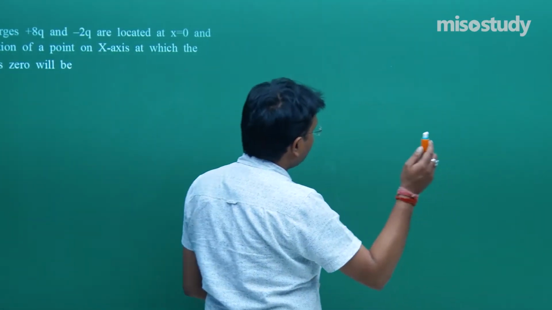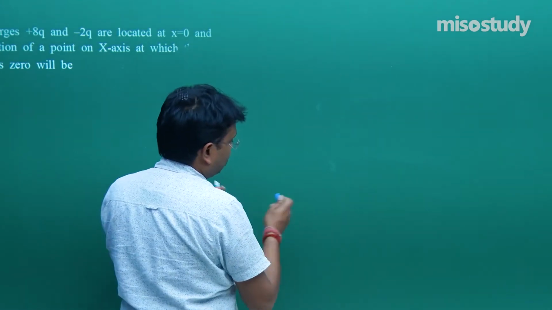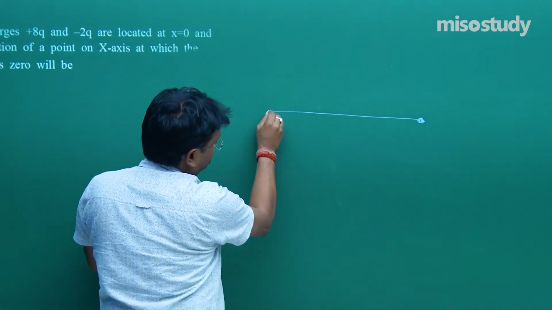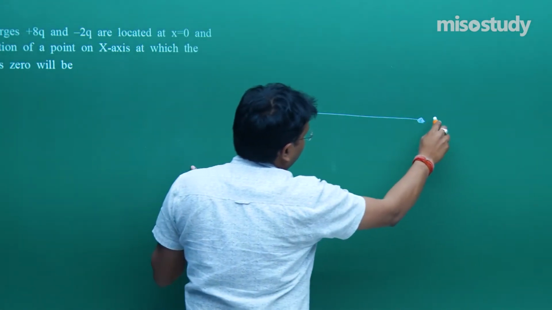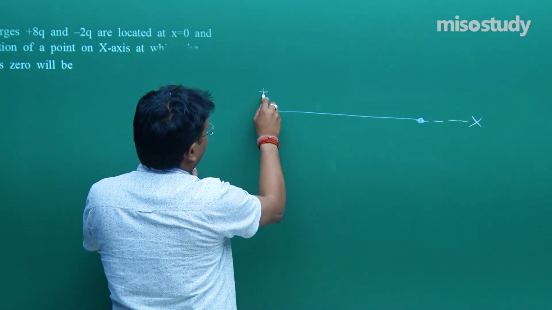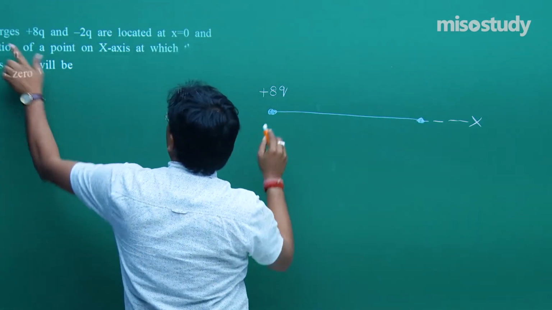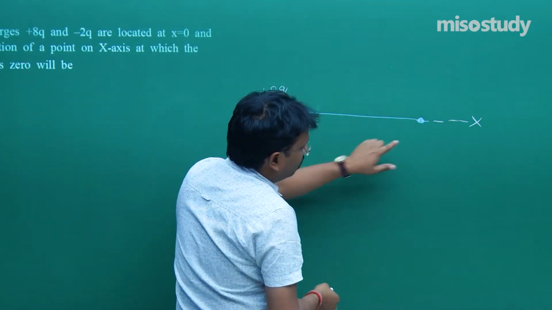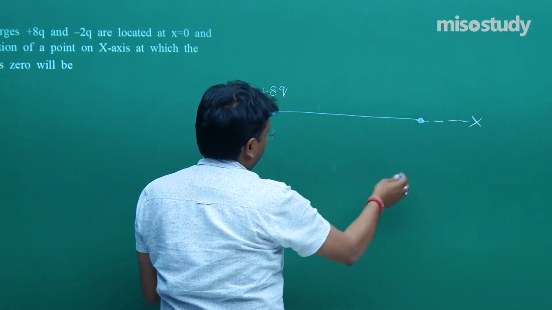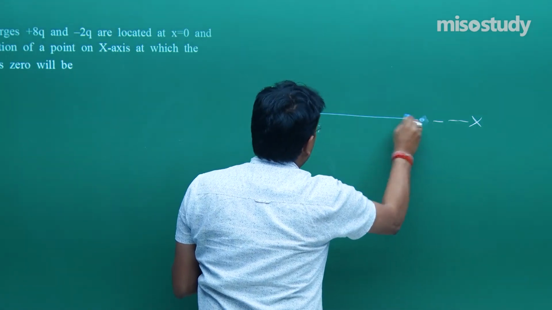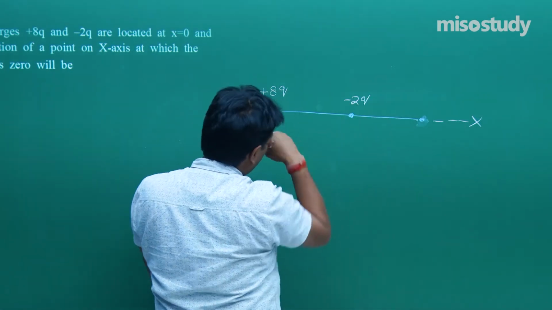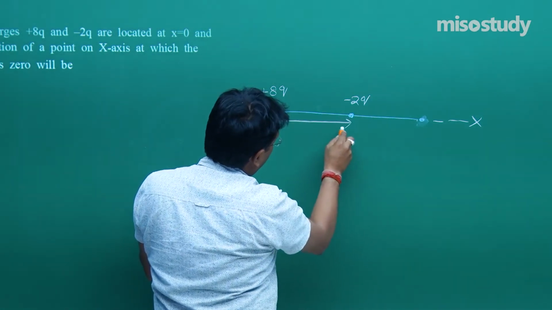Fine. Allow me to draw the diagram, that is this point, and this is nothing but the x axis. Fine. So, let us say this is plus 8q as given in the problem, and this is going to be minus 2q. Let us say this minus 2q is situated over here. Fine. And this distance is capital L.